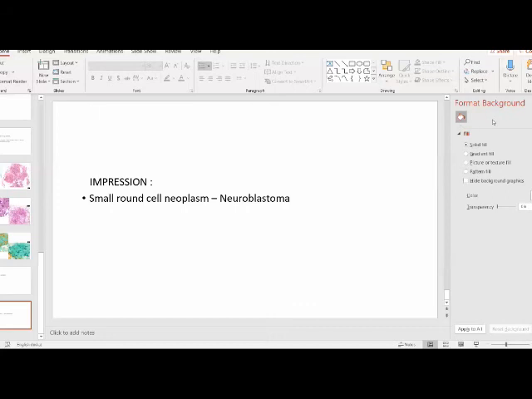Pooja, I would like to add something. Yes, ma'am. Cytologically it looks like neuroblastoma only. Yes, ma'am. Such fibrillary background we will not see in any other small round cell tumor. Exactly, sir. Exactly. That is one thing.